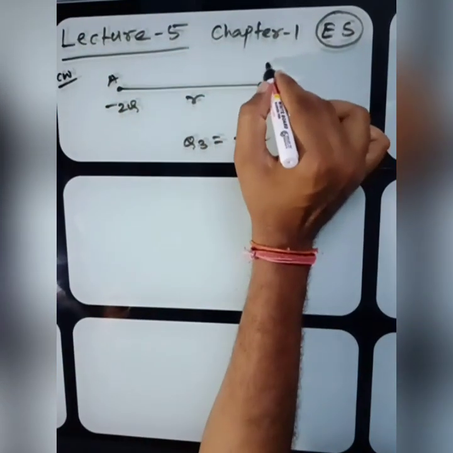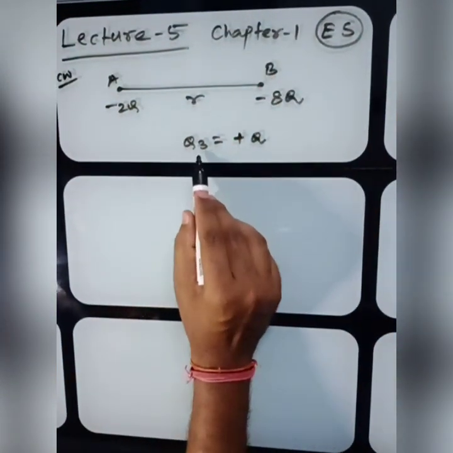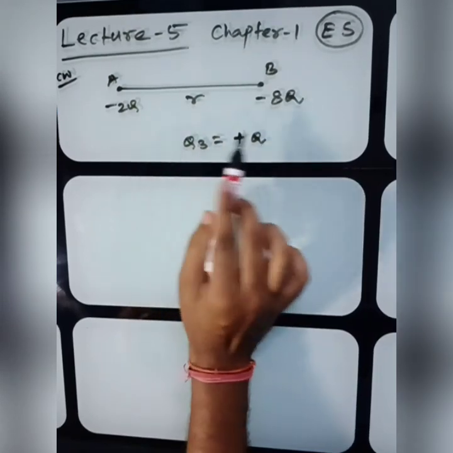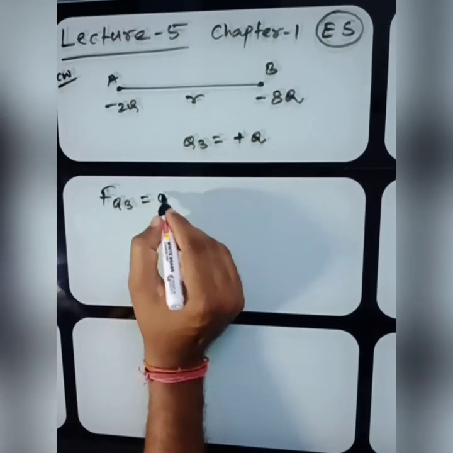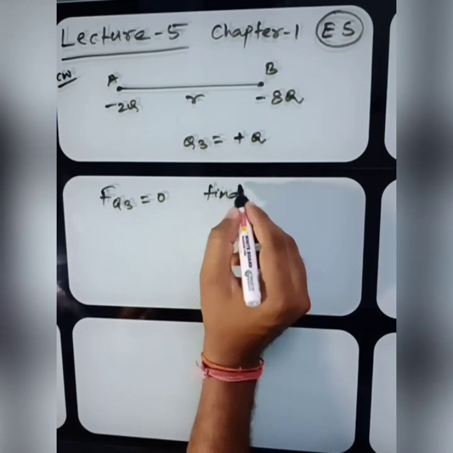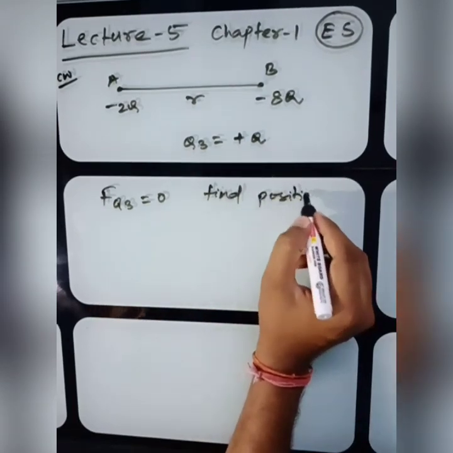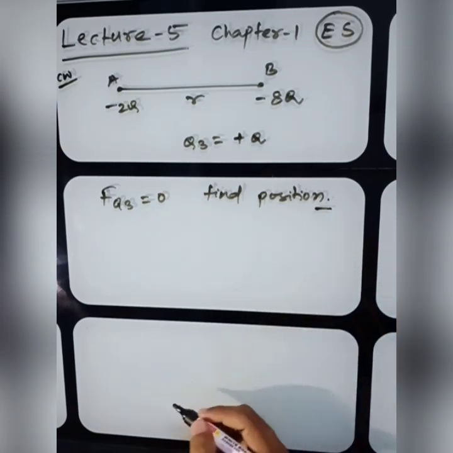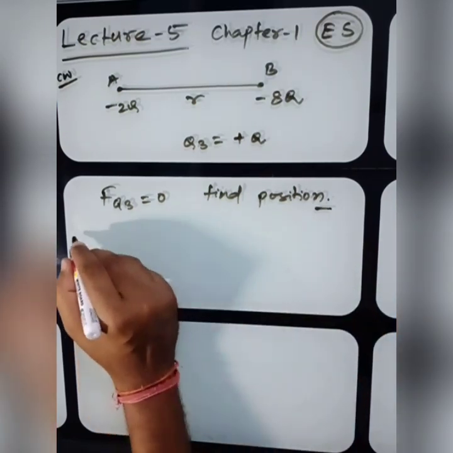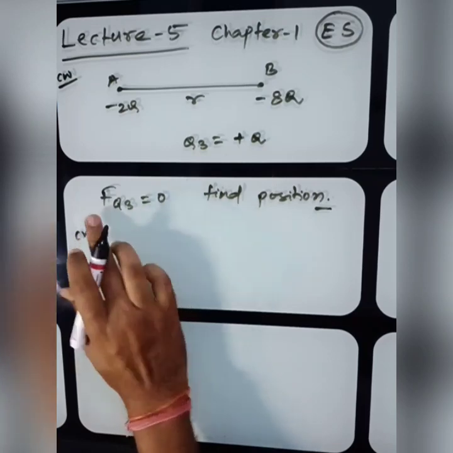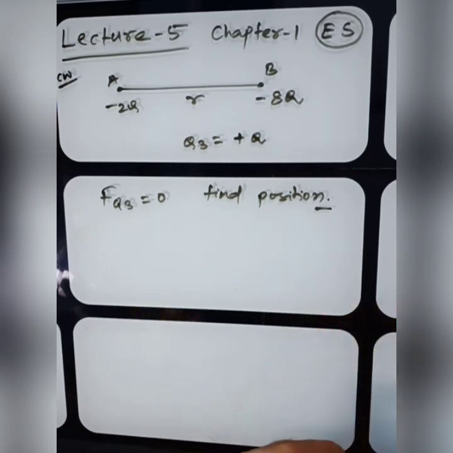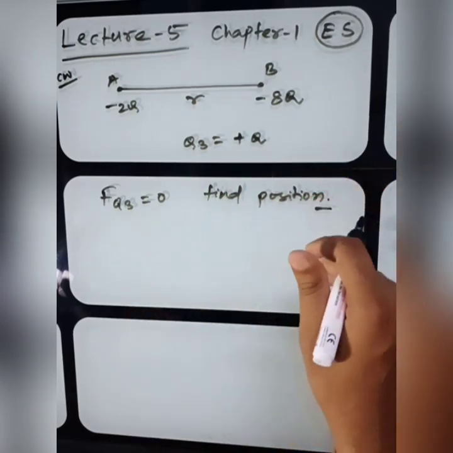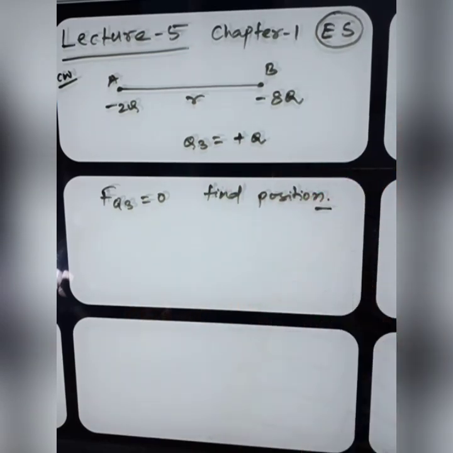Now you have to find the position. This is the charge A and B. Where should this third charge Q3 be placed on the line joining AB so that it experiences force FQ3 as 0? Find the position. Another question: the rest of the questions you will find in my assignments. There are a number of questions in my assignment, and you can solve that assignment for your practice.